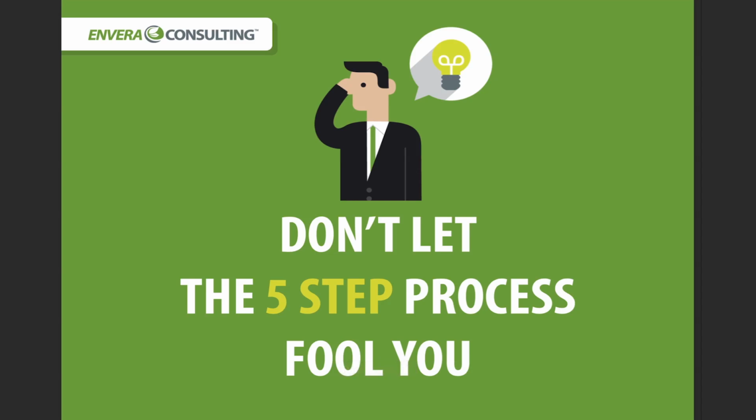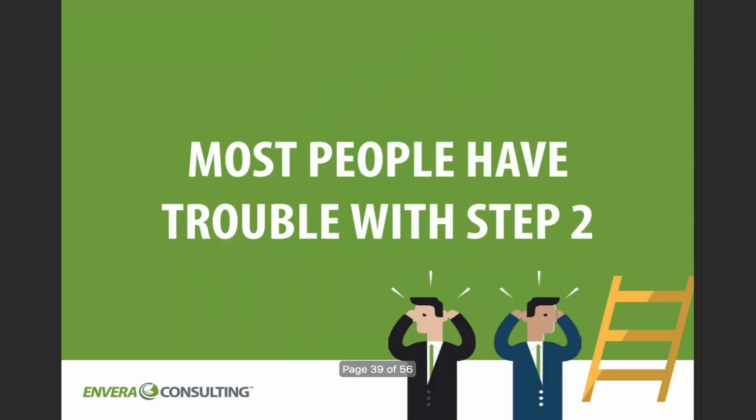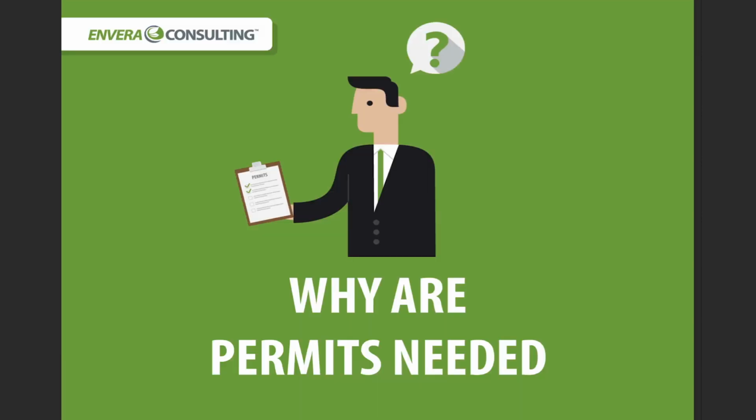Now, when you look at that, it seems like a relatively simple 5-step process, but don't let that fool you. Most people have trouble with the 2nd step. And that has become a large part of our business here at Envera Consulting: when you have problems with the 2nd step, then that step becomes the weakest link and the processing of the permit stops there. So you want to be sure that your permit application is prepared correctly and it's complete. And so the last W here is, why are permits needed?